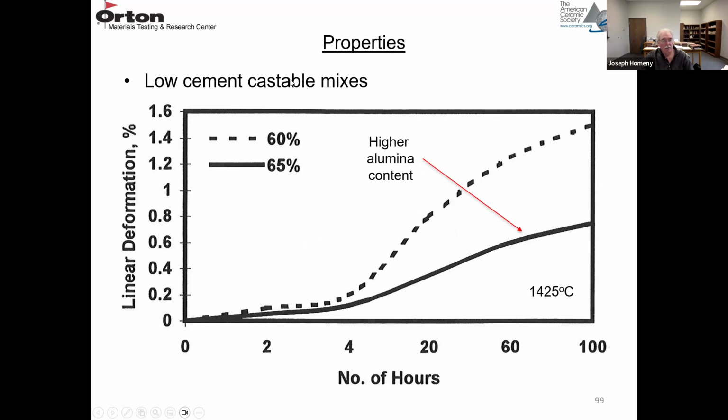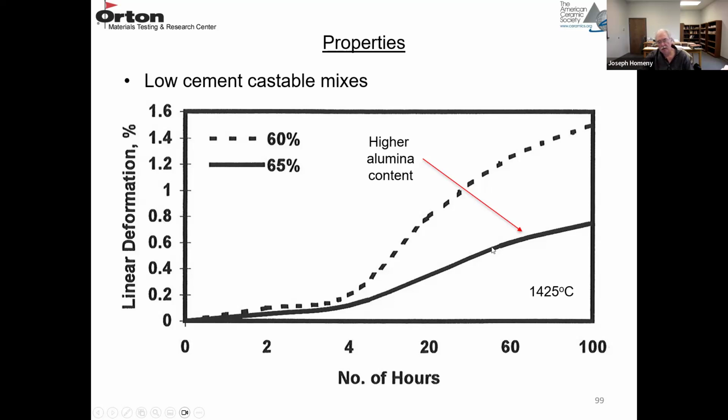Again, a low cement castable, and we're looking at creep resistance or deformation percent. So 0 to 1.6% deformation. The higher the deformation, the worse the creep resistance. And number of hours at this temperature, 1425 degrees C. Creep tests are normally run at 50 or 100 hours.